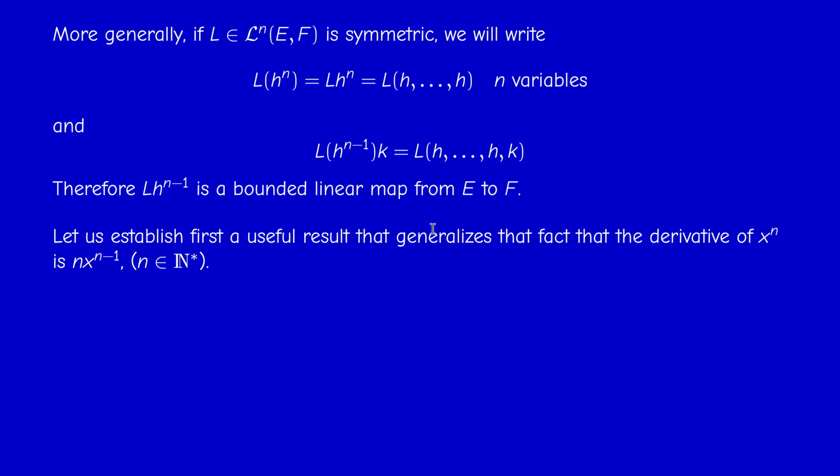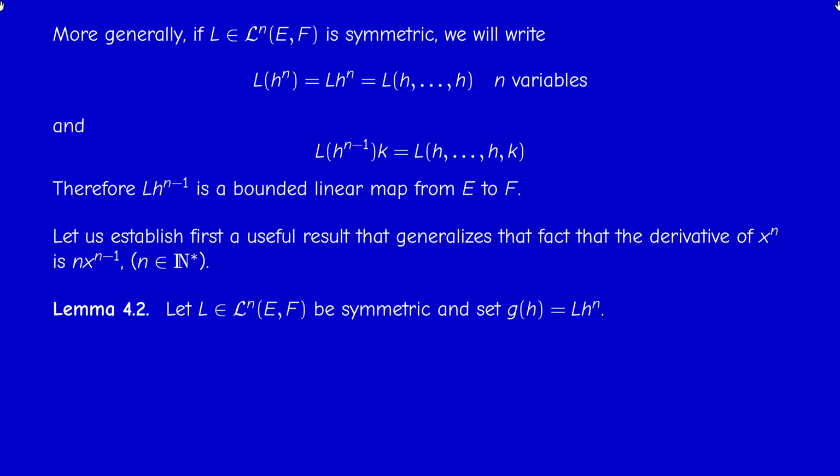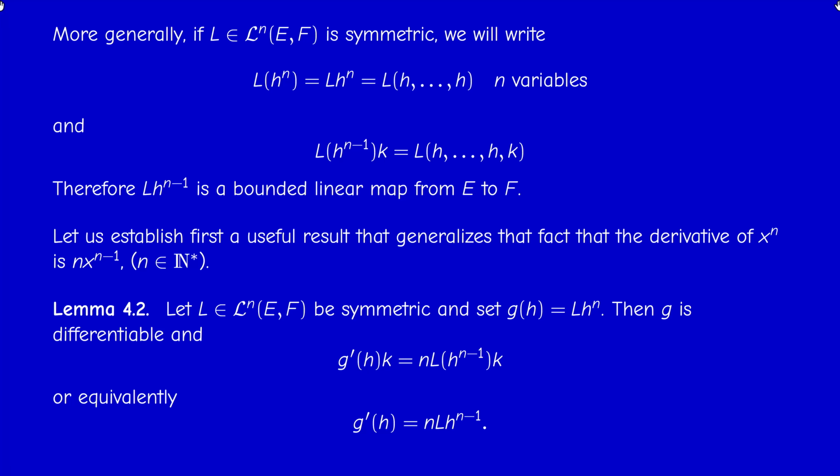So let us first establish an expected result that generalizes the familiar fact that the derivative of x to the n is n x to the power n minus 1. Okay, so here it is. If we have a symmetric multilinear bounded map, capital L, and we set g of h to be the image of L of the vector h^n, then g is differentiable and its derivative at the point h in the direction k is n times the linear map evaluated at h^(n-1) in the direction k.